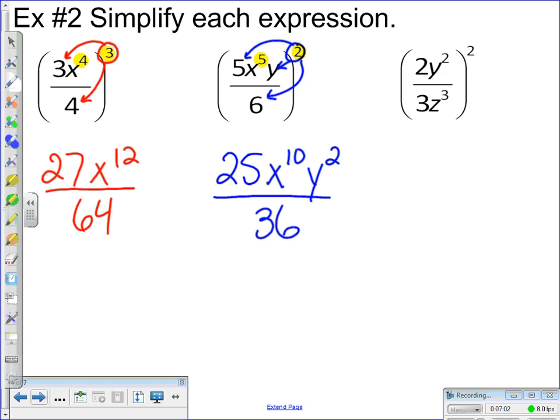And our last problem, 2 comes in here and squares 2. 2 times 2 makes 4. The exponents get times together, so that's going to be y to the 4th power. 2 is going to square the 3. 3 times 3 makes 9. And then the 2 exponents need to be times z to the 6th. And that's the answer for the third one.